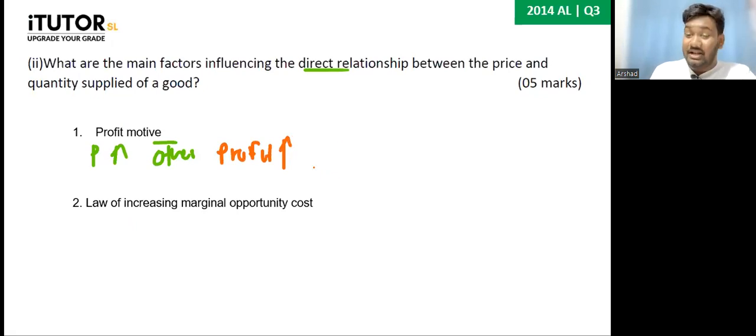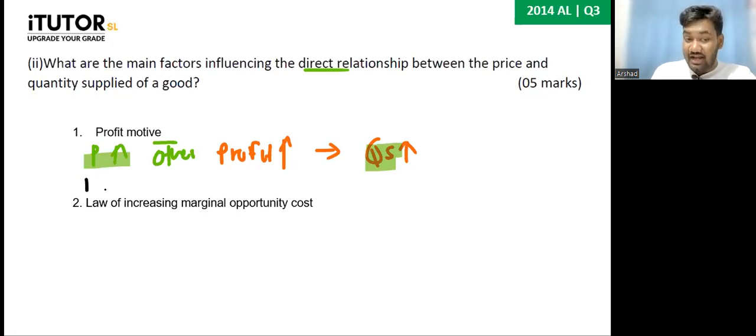So then what happens? Producers in a market economy are motivated by profit. As a result, what do they do? Producers who are motivated by profit go and increase their quantity supplied. So price increases, quantity supplied increases. The same thing works the other way.